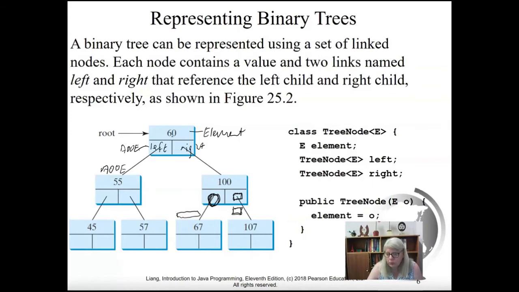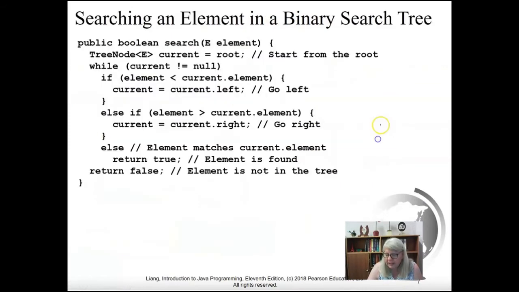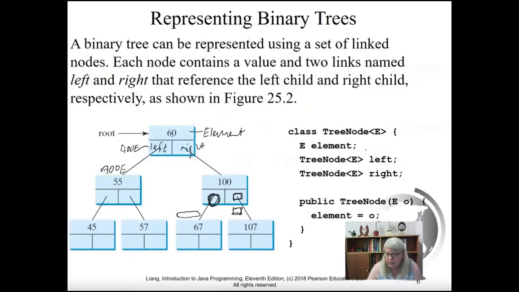I'm sure you would have been able to do it, because there's an E, the generic, it has an element. The element is the data value, it has a left and a right, and look how it is defined, just like a linked list, as addresses of the same class, and the constructor receives a value of the type E and assigns that to the element.